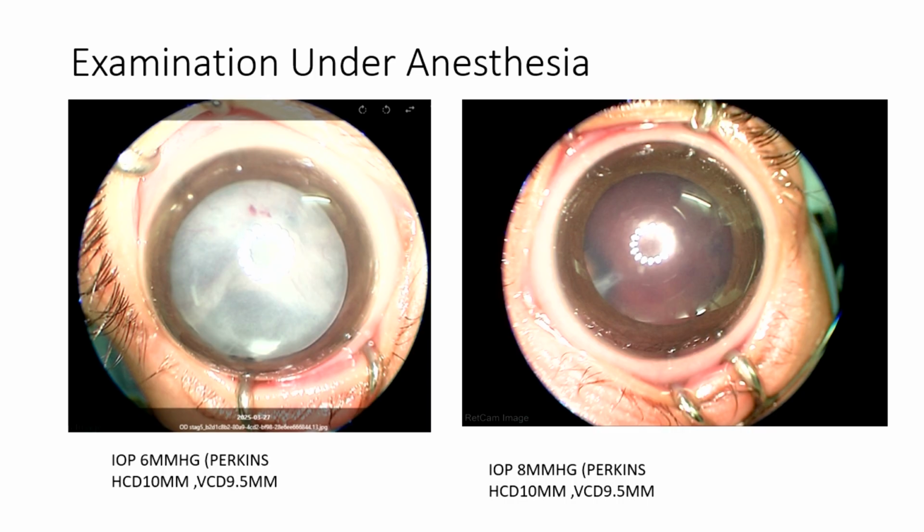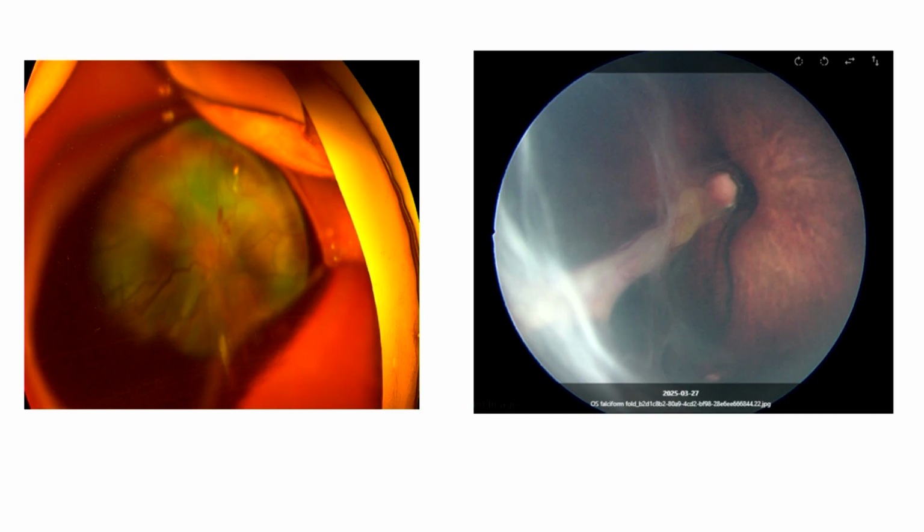So on examination under anesthesia, both eyes cornea were clear, and IOP was 6 and 8 mm Hg respectively. Horizontal and vertical corneal diameters were 10 and 9.5, but in the right eye, we could see a retrolental fiber with some clear areas seen inferiorly and temporally. In the left eye, we could see a clear glow and a small retrolental fibrous tissue was seen attaching to the nasal part of the posterior capsule of the lens. So these are the RETCAM images. In the right eye, the retina was completely lifted up and attached to the posterior capsule of the lens.